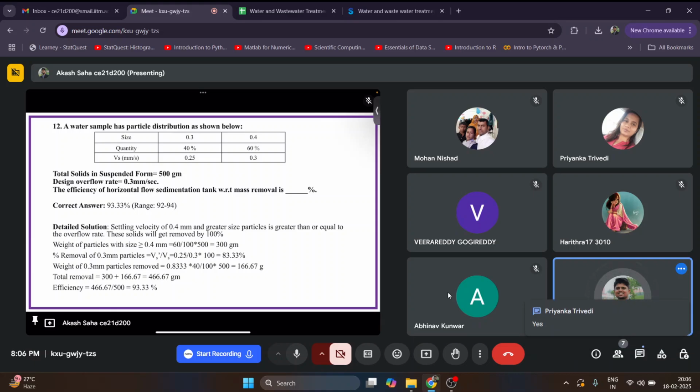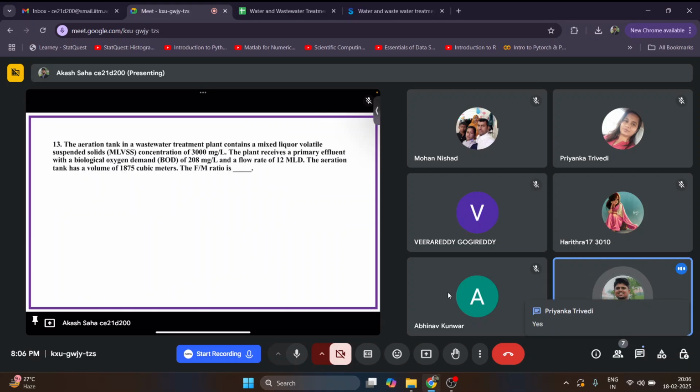Okay, we'll move forward. Okay, again a very small numerical. The aeration tank in a wastewater treatment plant contains a mixed liquor volatile suspended solids, or MLVSS, concentration of 3000 milligram per liter. The plant receives a primary effluent with a biological oxygen demand of 208 milligram per liter and a flow rate of 12 milligram per liter. The aeration tank has a volume of 1875 cubic meters.